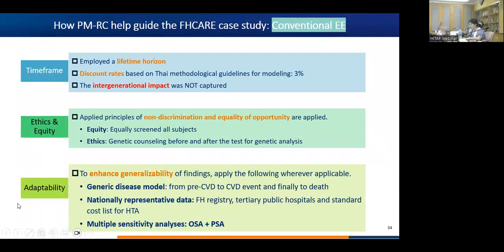Next, to enhance the generalization of our findings, this study applied the generic disease progression model from pre-CVD to primary CVD event and finally to death to inform the Markov model. Additionally, national data for Thailand were obtained from local real-world sources, such as FH registry, tertiary public hospitals, and Thailand standard cost list for HTA. However, multiple sensitivity analyses, including the one-way sensitivity analysis and probabilistic analysis, were used.